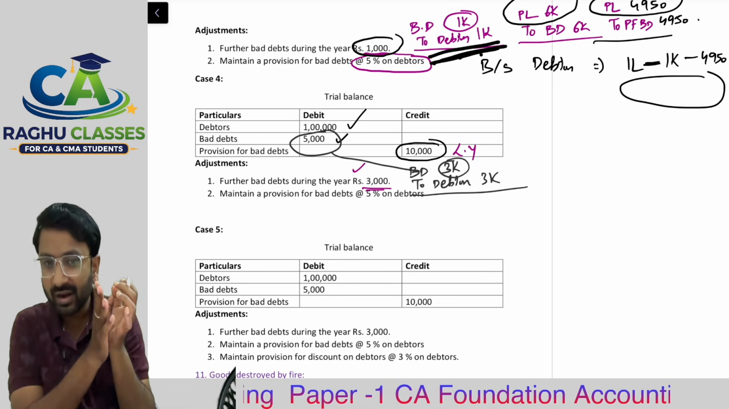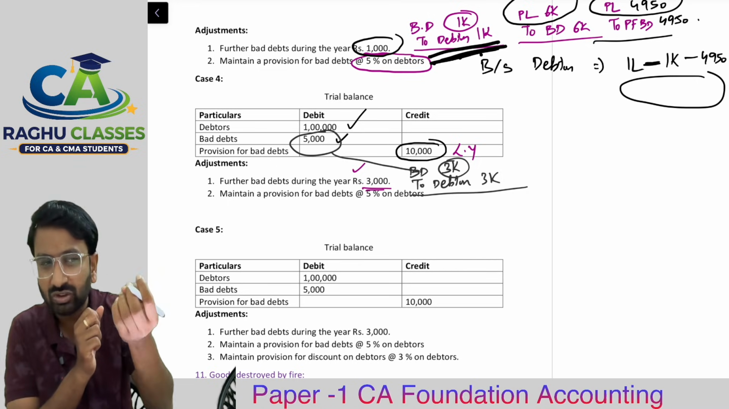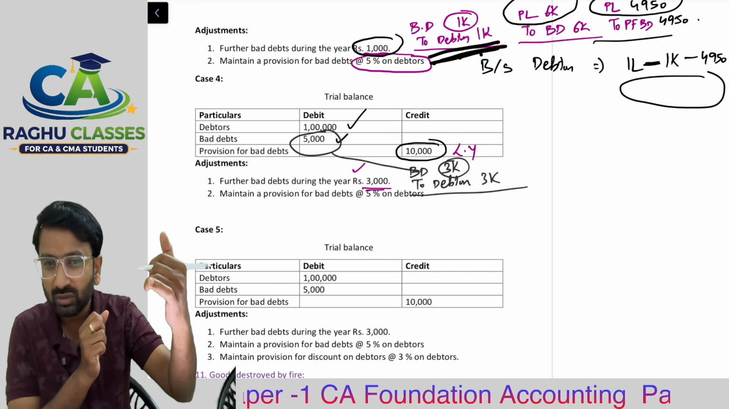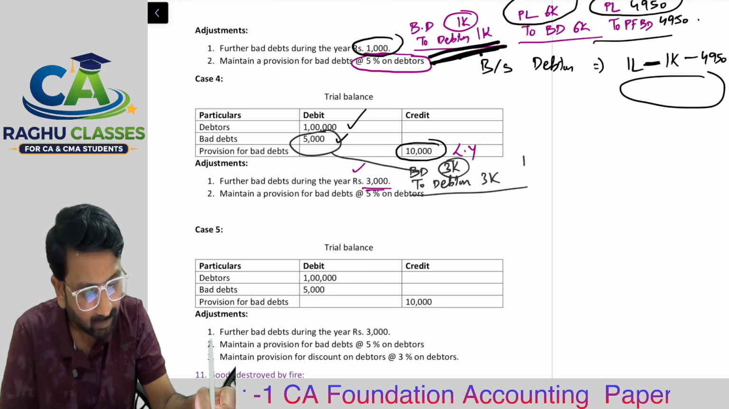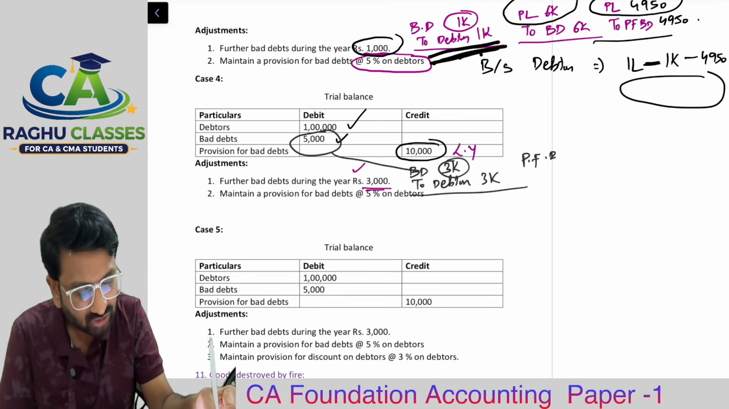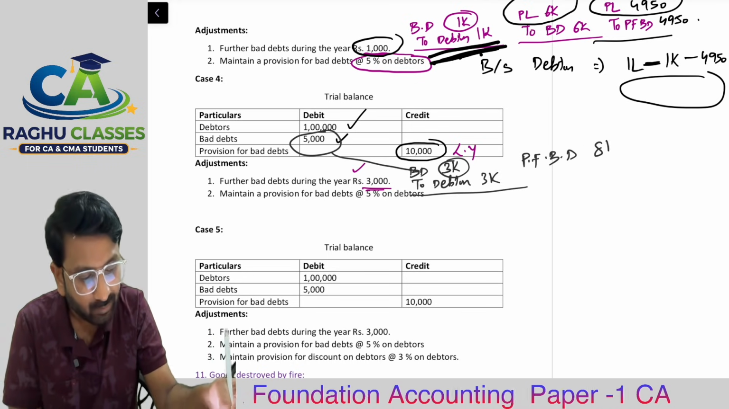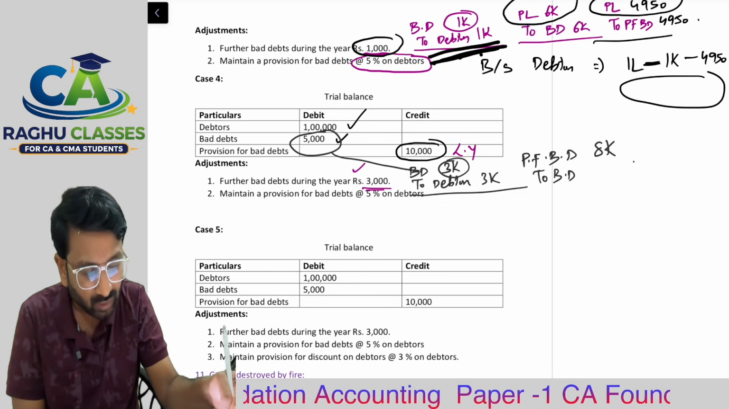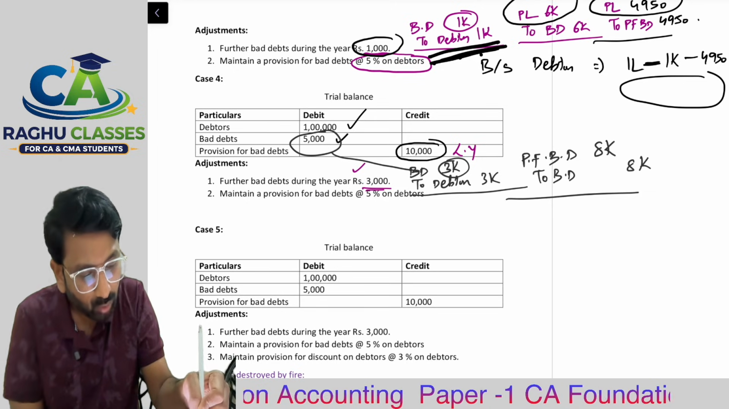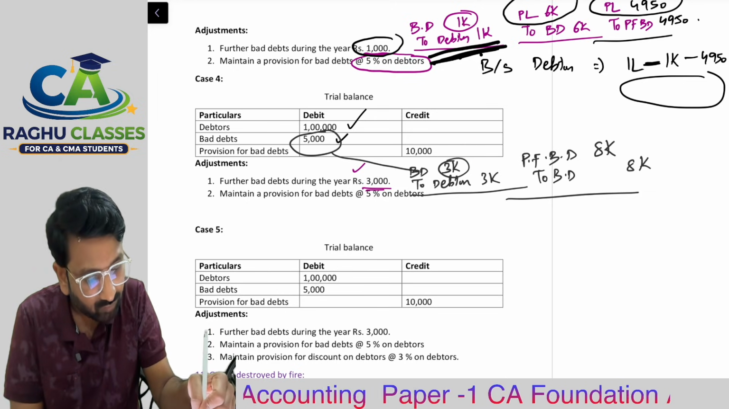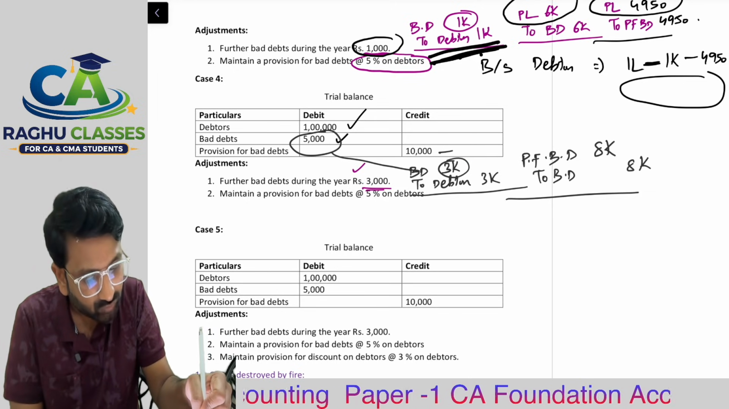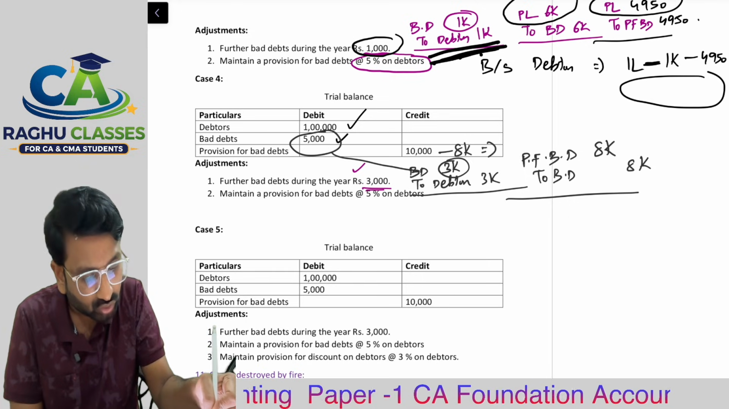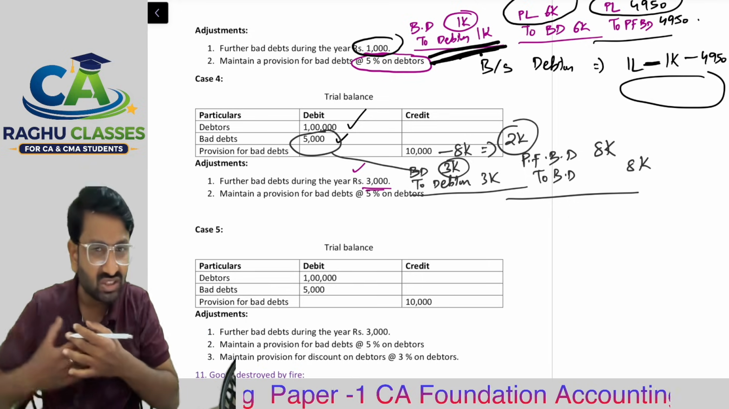Now provision is a credit balance. When I'm using the provision, my provision balance will reduce. So if it is reducing, I'm going to debit that account. So provision for bad debt, out of 10K, I'll be using 8,000, to bad debt 8,000. Now please understand, out of 10,000 provision, we are using 8,000. So we are still left with 2,000 provision. Keep this in mind. So 2,000 is still in the pocket.